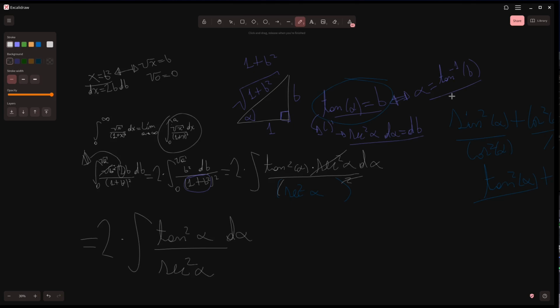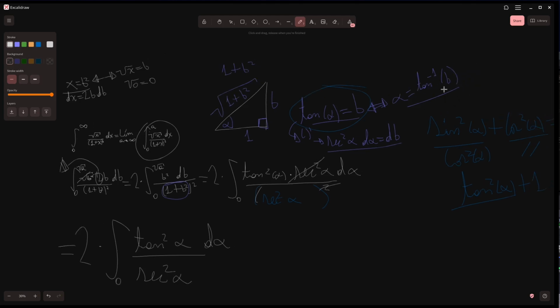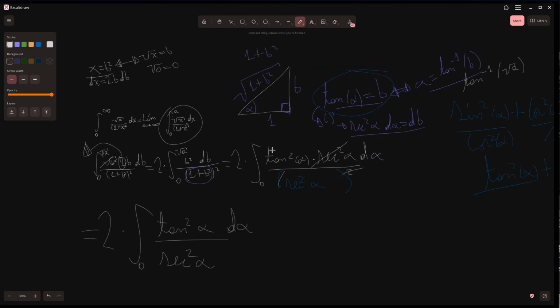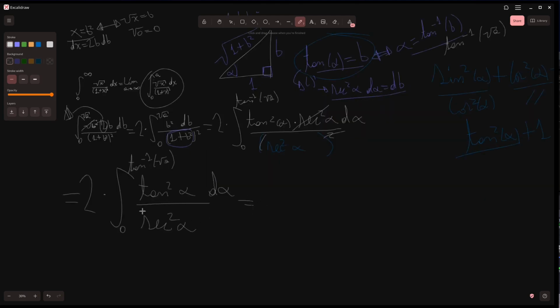So we know that the arctangent of 0 should be 0. So the lower limit here should be 0, and the upper limit for the square root of a should be the arctangent of the square root of a. So yes, the arctangent of the square root of a. Now we can apply some algebra here.